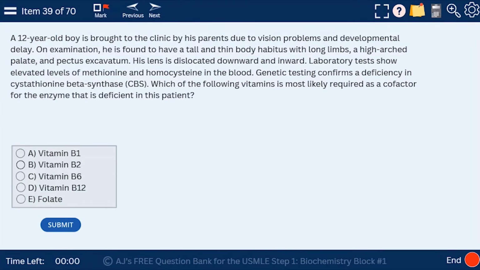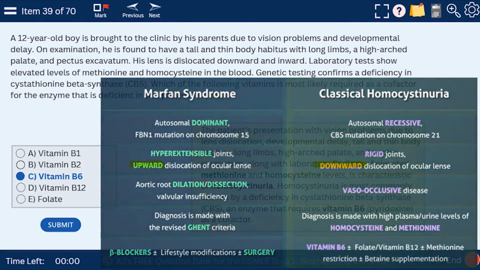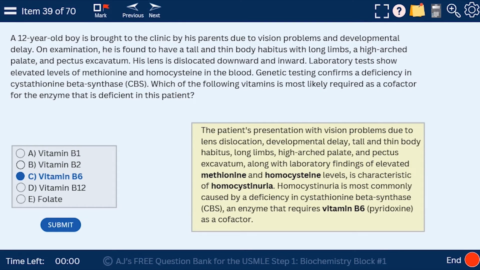Question 39. Lens dislocated downward and inward. Remember, Marfan syndrome up, homocystinuria down. And which vitamin deficiency leads to homocystinuria? Vitamin B6, pyridoxine, could lead to homocystinuria when there's a vitamin B6 deficiency, but here it's actually caused by a deficiency in the enzyme cystathionine beta synthase.